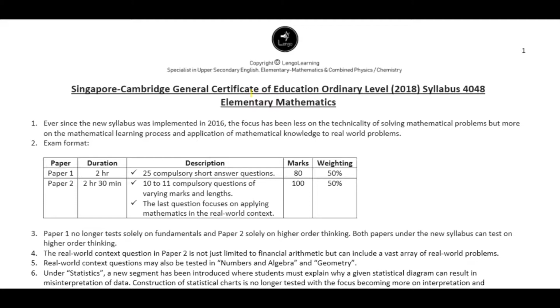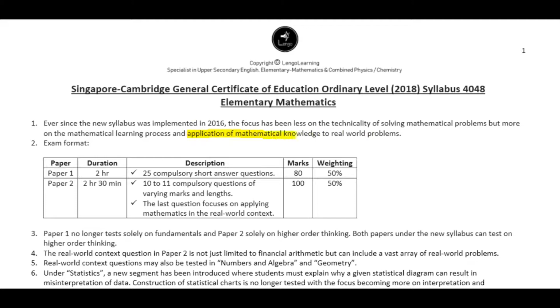One has to take note that it has actually become slightly more difficult to score well in elementary mathematics. The reason is mainly because the focus is now less on the technicality of solving mathematical problems, but more on the application of mathematical knowledge to real life problems.